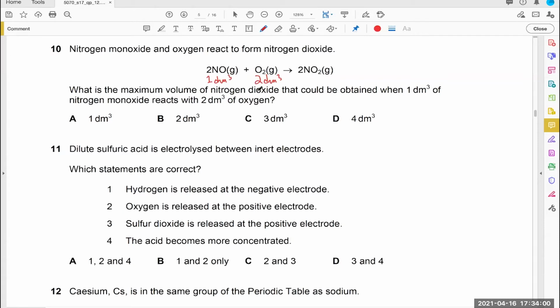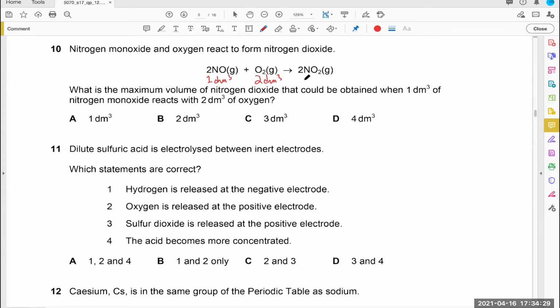The one thing you have to remember for this is that mole ratio is the same as volume ratio. That's one of the basic laws that Avogadro gave us. The mole ratio is the same as volume ratio. So over here, we can see that the ratio in which NO and O2 react is 2 to 1, which means if the limiting reactant here is NO, which it is, because that's the one you have in smaller quantity, then 1 dm³ of this will react with 0.5 dm³ of oxygen.